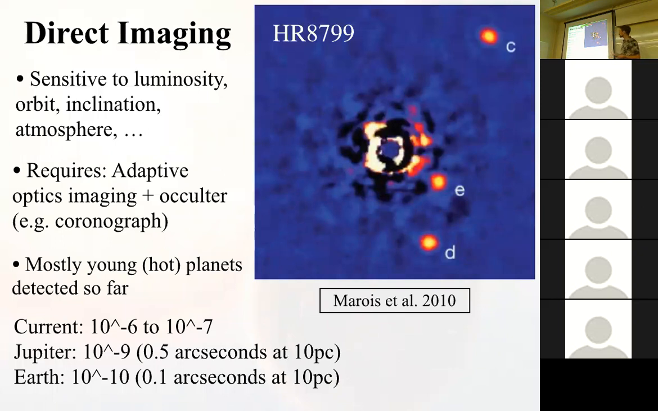You can measure its luminosity, you can measure its orbit, its inclination. You can also say something about its atmosphere. If you measure that light in different wavelengths, you can essentially get a spectrum of the planet itself. But it's difficult. It requires very precise, very high resolution measurements, usually done using adaptive optics.